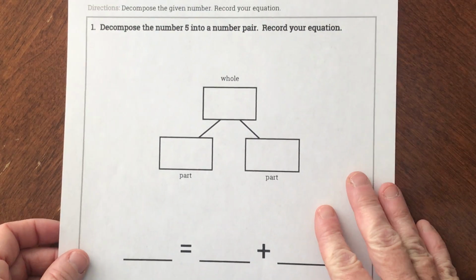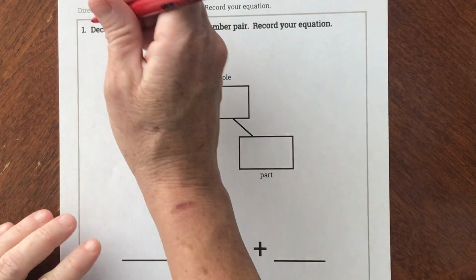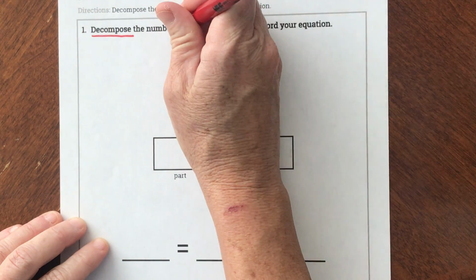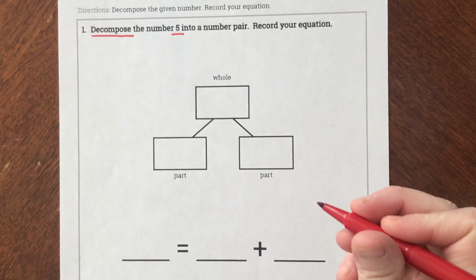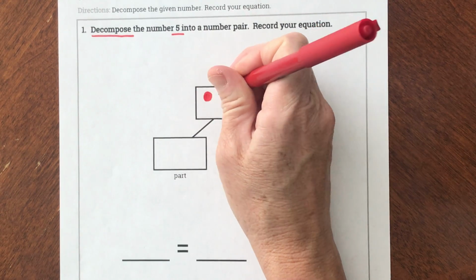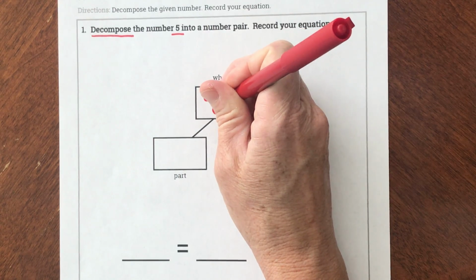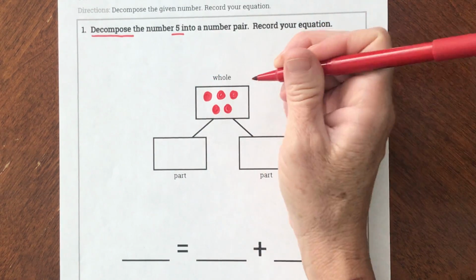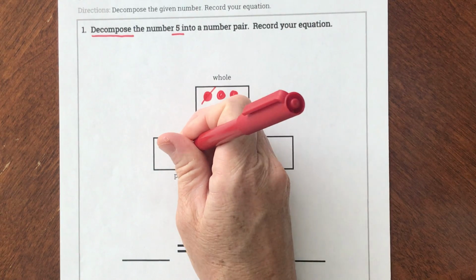And here is my first problem. My first problem says, decompose the number 5 into a number pair. Record your equation. Okay, so my number is 5. So my whole is 1, 2, 3, 4, 5. Okay, and they want me to decide how to break that up. So I think I'm going to only put 1 in my first part.